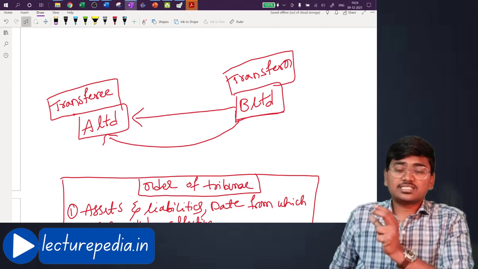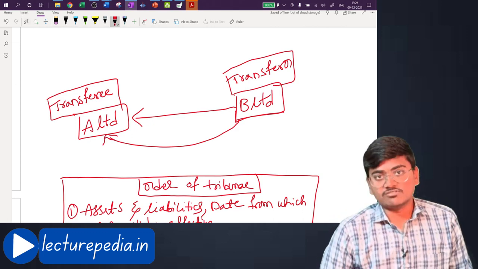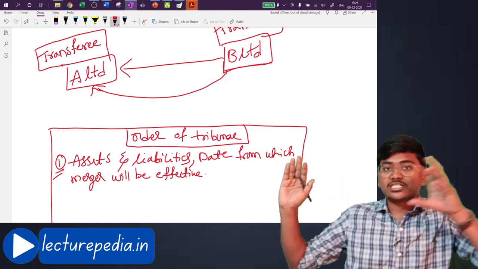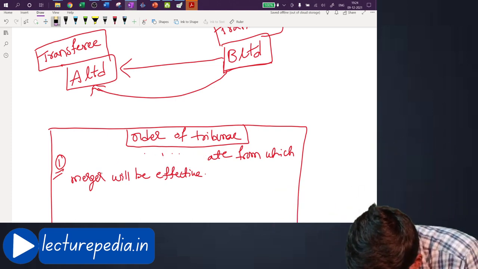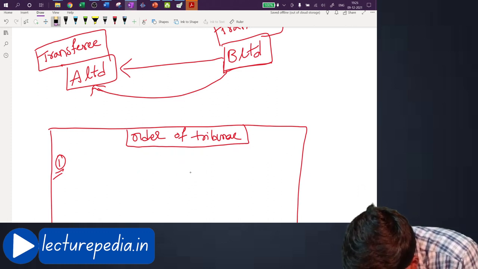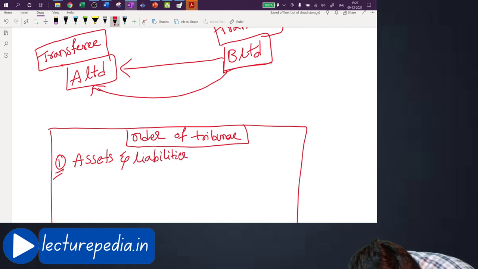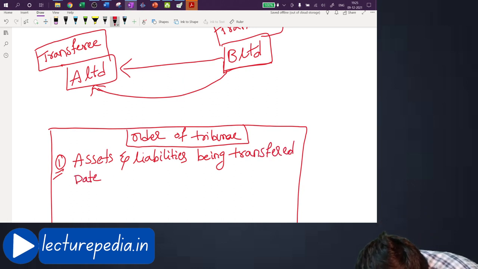Unless a tribunal specifically specifies the date of merger, the date of merger will be decided by the parties themselves. Okay, and the order of tribunal in the first point should specify which assets and liabilities of B Limited will be transferred to A Limited. Hope you are clear with this. I will write it more neatly so that you can understand it. First point, assets and liabilities being transferred. Okay, and date of merger. Okay, this is the first point.